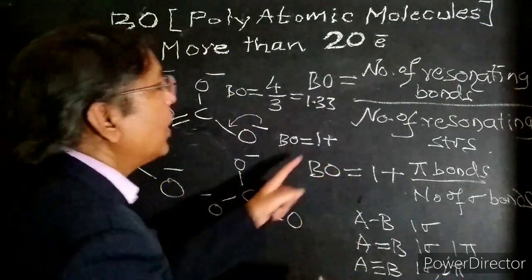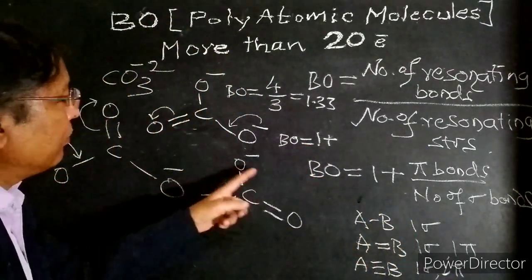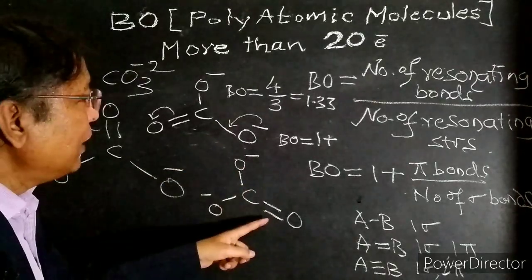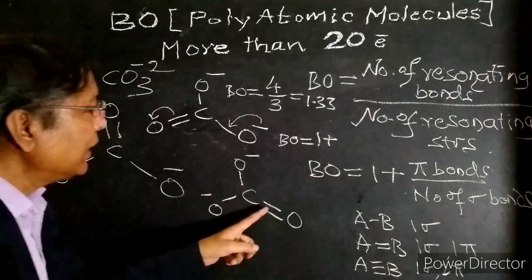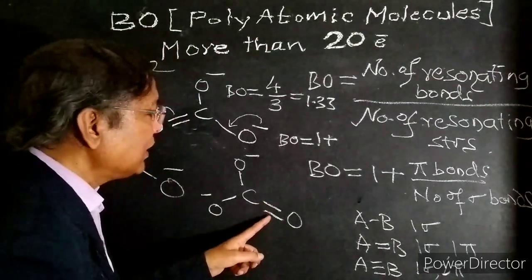So now, 1 plus. In this molecule, take any one, how many pi bonds are there? This is sigma, and here a double bond is there. One is sigma, one is pi.